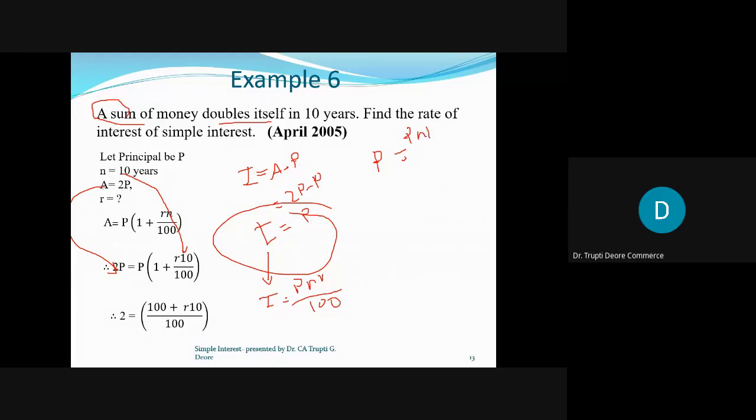P N R. What is N? N is given, right? So put the value of N. N is 10 years. R we have to calculate. So into 10 into R. You have to write the sign of into.